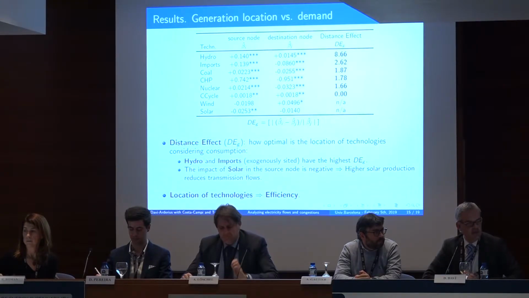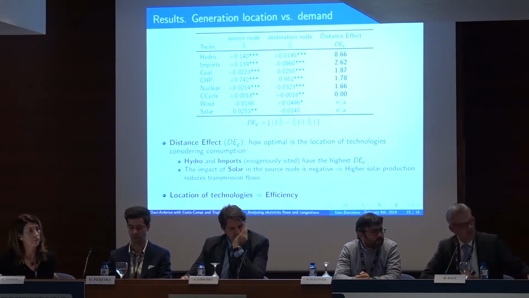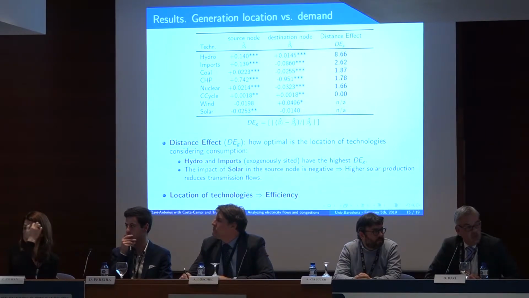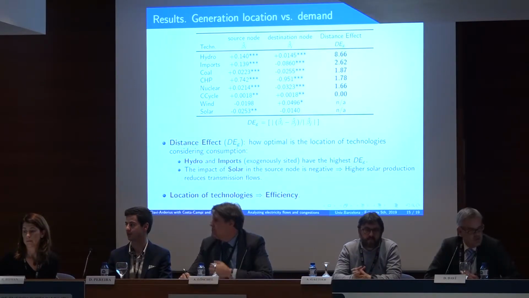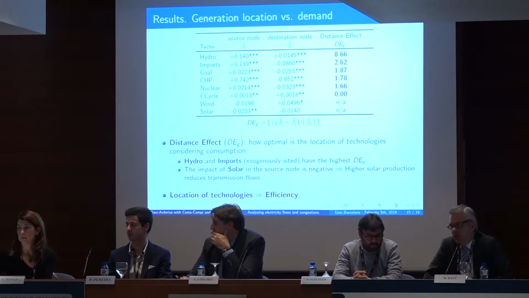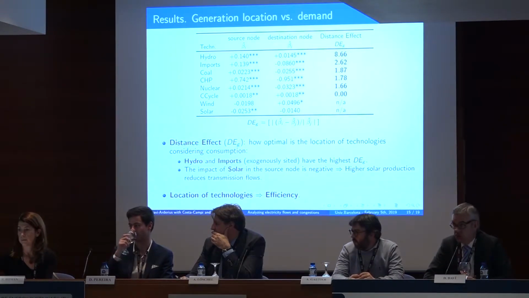What we see here is that hydro and imports are the least efficiently located, considering the whole system, which is obvious because hydropower used to be in the countryside, far from consumption, and imports are at the border. In the opposite case, for instance combined cycle, the distance effect is 0. And that's because most of these plants used to be in the seaports close to the main cities. So what we see here is that location of technologies affects efficiency. So we should be careful where we locate new technologies because we could affect the efficiency of the system. And efficiency is the flows in the transmission.